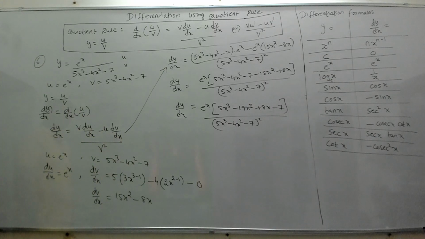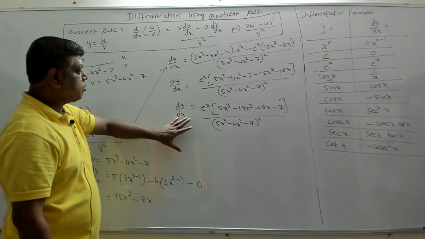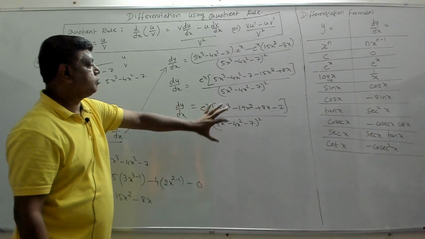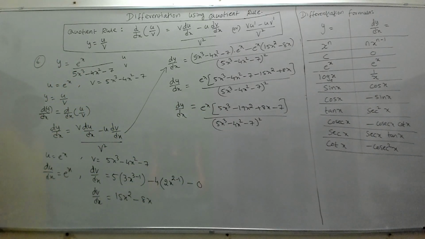Right. So all of you can pause the video and take the notes. So if y is this, we have applied the quotient rule and we have found the derivative. So this is the answer. Dy by dx, the derivative of y, which means the derivative of this function, is this value. Fine. So all of you can pause the video and take the notes.